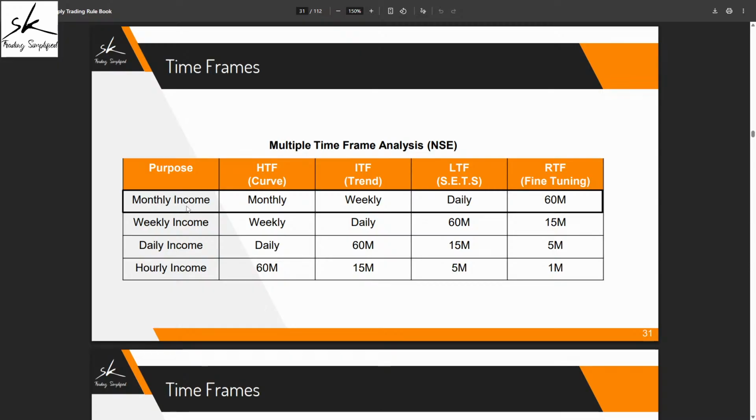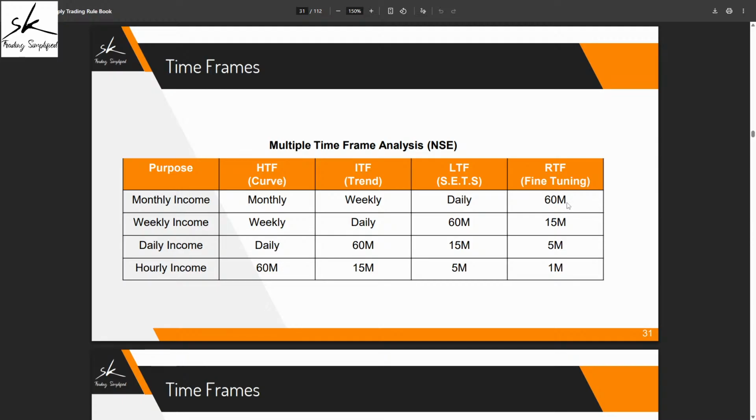from here I got to know that my time frames will be monthly, weekly, daily, 60. Monthly is the higher time frame used for curve analysis. Weekly is the intermediate used for trend analysis. Lower time frame is daily. That is where we get our SETS from. SETS stands for stop loss, entry, target, and size. And in case we need to use the refining time frame, then my refining time frame will be the 60 minutes chart, which can be used for multiple purposes, like fine-tuning the zone, type 2, type 3 entries, or in case I need to apply some additional rules, that is also where this time frame can help us.